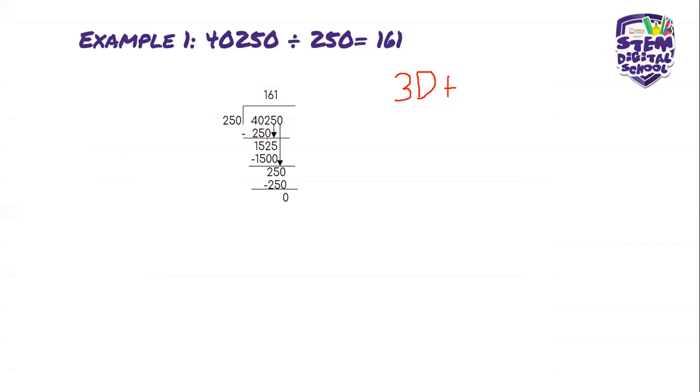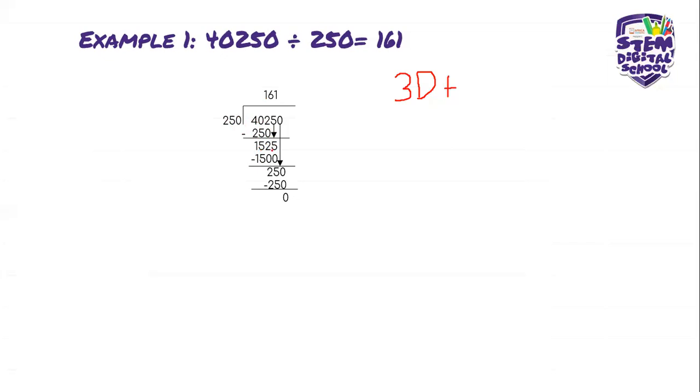Because remember, 250 times 2 is actually 500, so I don't want to go more than that. So 402 minus 250 is what? 152. I bring down the 5. Now I've got 1,525. 250 into 1,525 goes how many times?